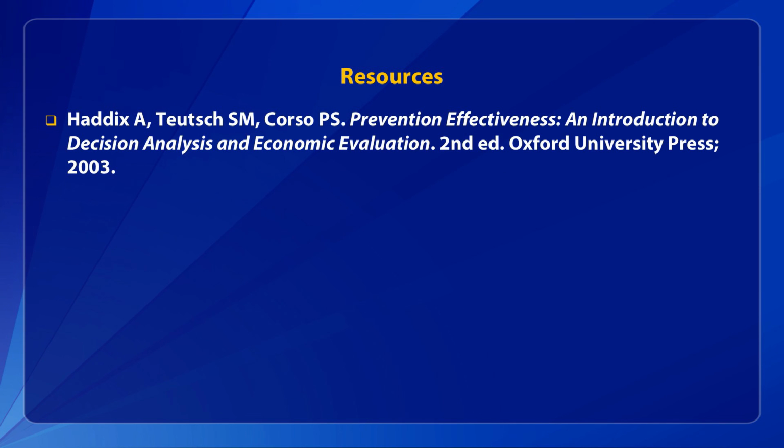The textbook Prevention Effectiveness by Haddix and colleagues, published in 2003 by Oxford University Press, covers some of the more technical components of a programmatic cost analysis in greater depth.